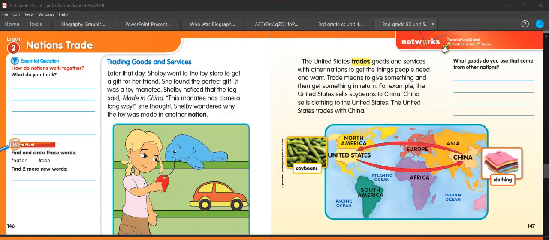Quick check. Why do nations trade goods and services? Quick check. Why was Shelby's toy manatee made in China?